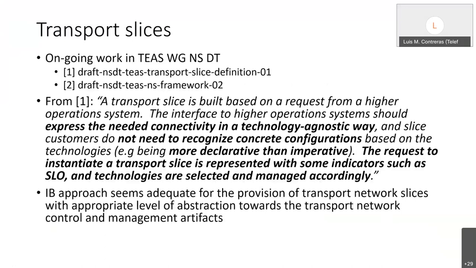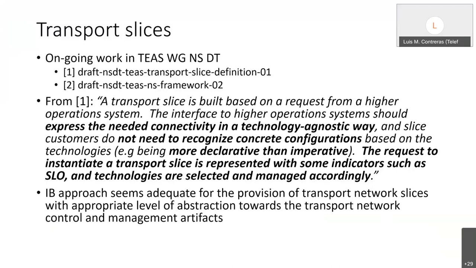Okay, thank you. So regarding this initiative in the TEAS working group, there are currently two outcomes, one transport slice definition draft and another describing the framework for this transport slicing. But if we look at the first case, the transport slice definition, it is mentioned there that basically what is expected by the potential transport slice controller would be a way, in the northbound interface, of expressing the need of connectivity in a technology agnostic way. So basically, we would not require at that stage in the northbound part to recognize any kind of concrete configuration. So we could expect there a more declarative than imperative way of requesting the slices.